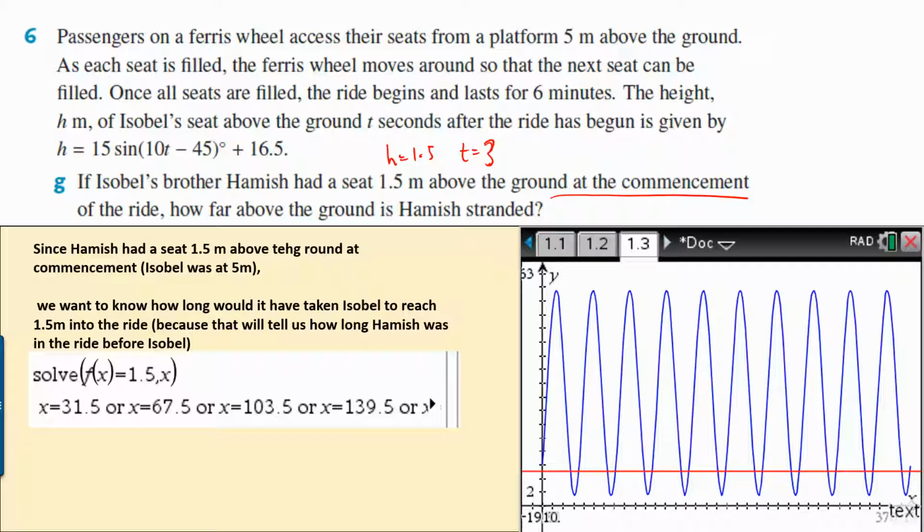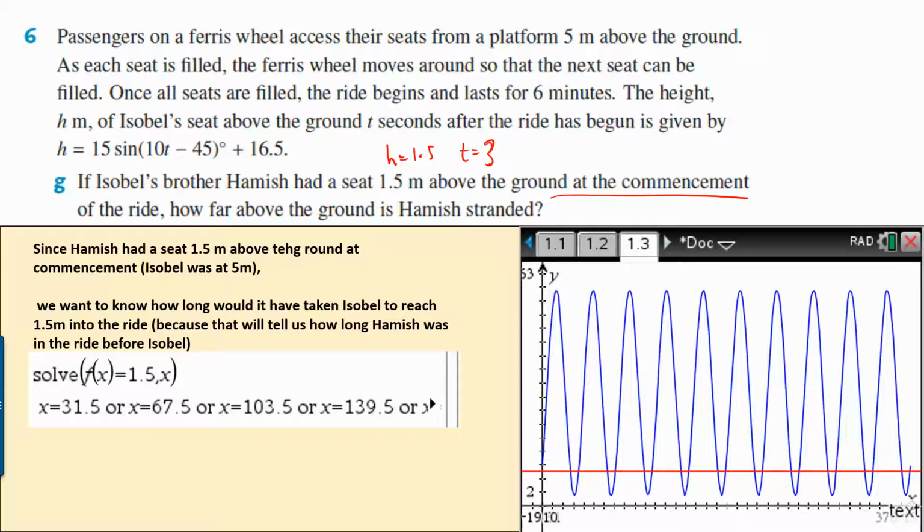And that's what I did. I just said, if h was equal to 1.5, solve for the time. And this will tell me all the times. Now, I just want to know how long it took from the commencement. It took 31.5 seconds to reach 1.5 meters. So that's where Hamish would have been to begin with. And so he was at 31.5 seconds. That commencement, that's where he was. Okay, so he's 31.5 seconds ahead of her.